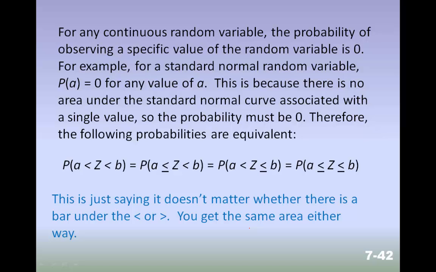For any continuous random variable, the probability of observing a specific value of the random variable is 0. For example, for a standard normal random variable, the probability of A is equal to 0 for any value of A. This is because there's no area under the normal curve associated with a single value, so the probability must be 0. If you think about when we first started talking about area and we looked at a little rectangle, if you only have one value, you can't get any width to your rectangle. Therefore, the following probabilities are equivalent, and all this is saying is that it doesn't matter whether there is a bar under your less than or greater than symbols, you're going to get the same area either way.